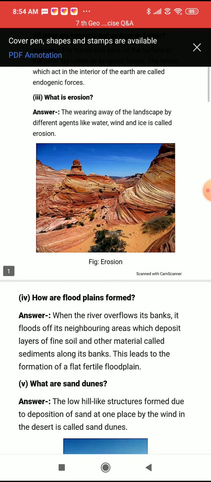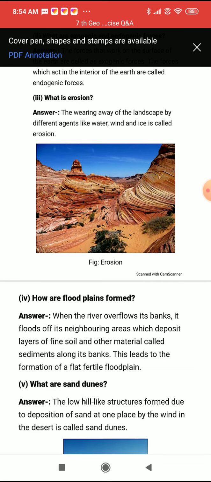Next question is about how a flood plain is formed. We did how a flood plain is formed yesterday at page number 15. When the river overflows its banks during a flood, it floods its neighboring areas, which deposits a layer of fine soil and other material called sediments along its banks, and it helps to form floodplains.